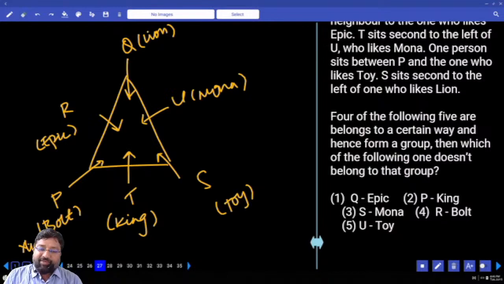Immediate right of Q is Epic. Immediate right of P is King. Immediate right of S is Mona. Immediate right of R is Bolt. But Toy is to the immediate left of U. So which option should be my answer? Fifth option.